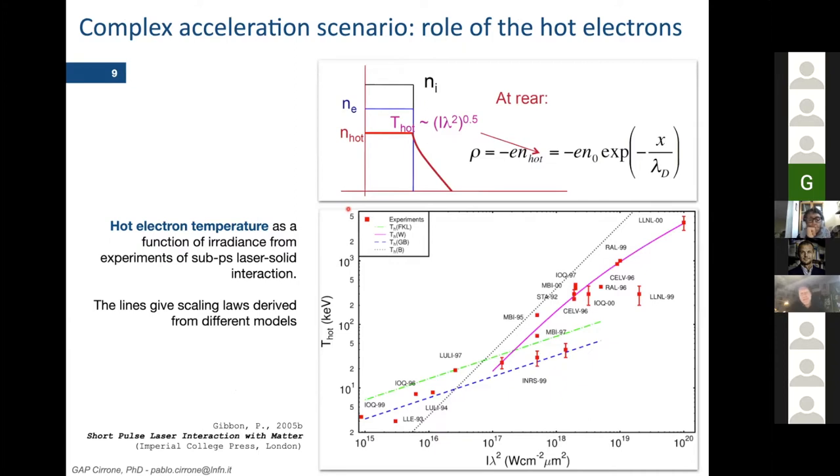Well, there are many scaling laws that allow us to see where we can arrive with such a kind of beam. This is a plot in which the electron temperature in keV is expressed as a function of this strange quantity that we use a lot in our field.